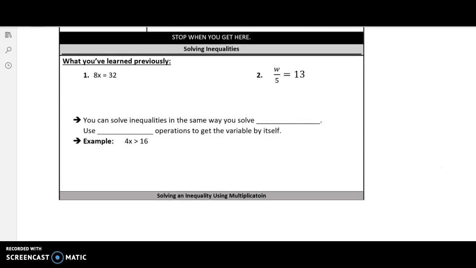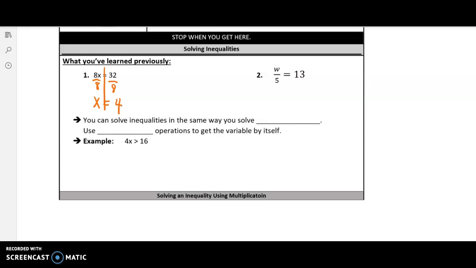All right, so what we've learned already, we learned earlier this chapter that if I have an equal sign, I draw my line down the equal sign, and then anything next to a letter means that I'm multiplying. So I'm going to do the opposite, and I'm going to divide by 8 on both sides. So x equaled 4.